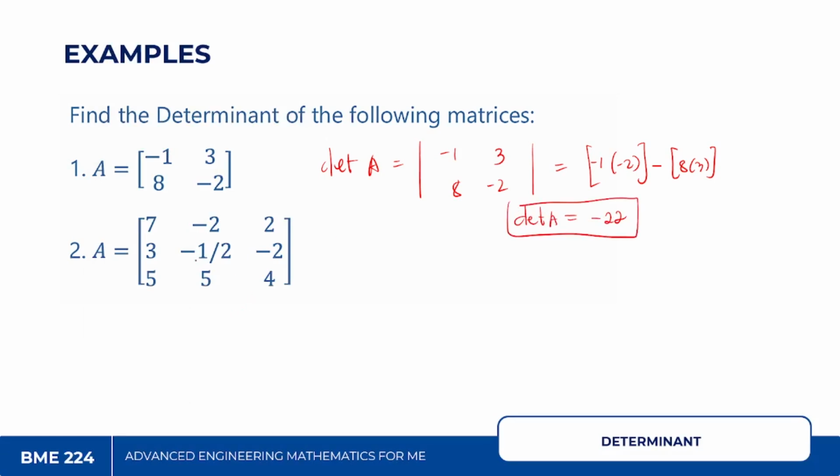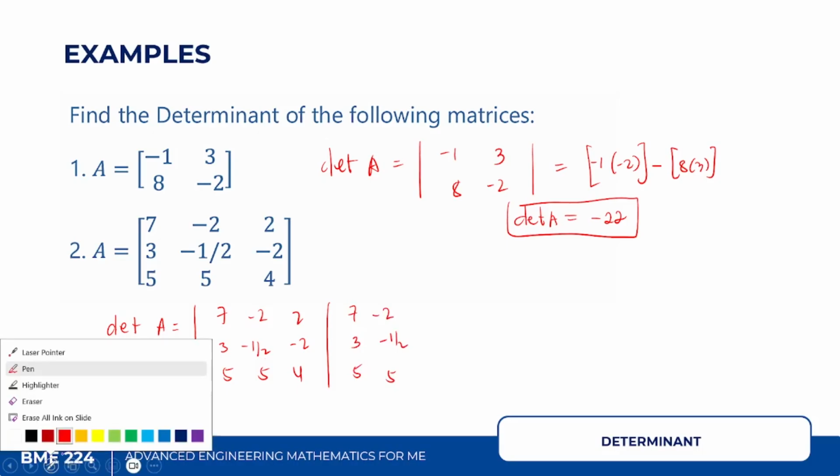Now, for this second problem, let's do it. The determinant of A will be equal to the vertical bars, again, 7, negative 2, 2, 3, negative 1 half, negative 2, and then 5, 5, 4, and then we bring back the first two columns: negative 2, negative 1 half, then 5. Okay, so that's that.